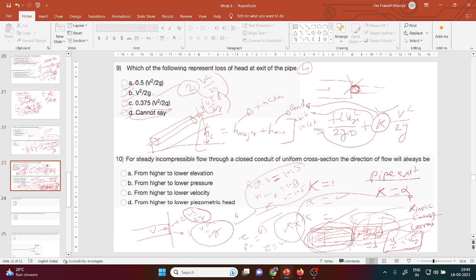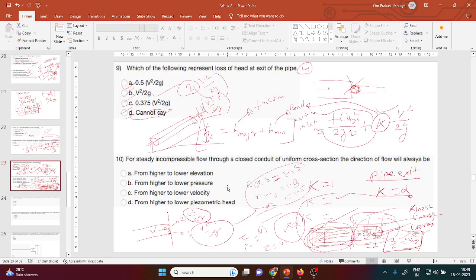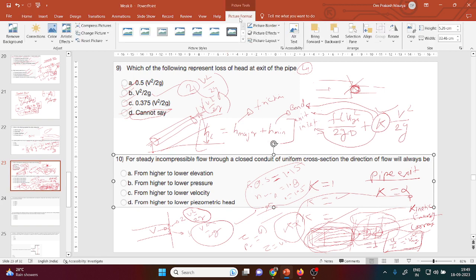So piezometric head means what? The pressure is also included in this, but we are choosing the most appropriate thing. So piezometric is correct.